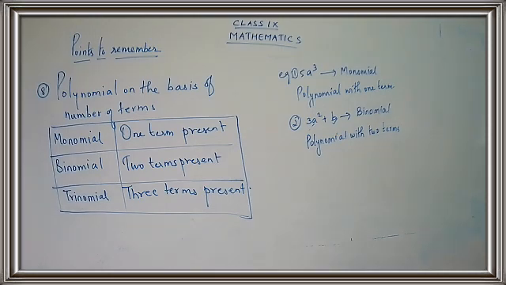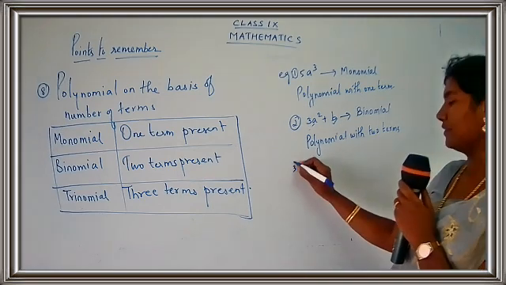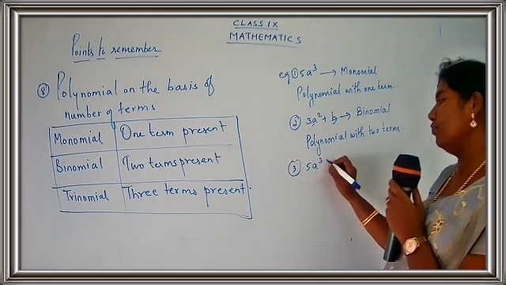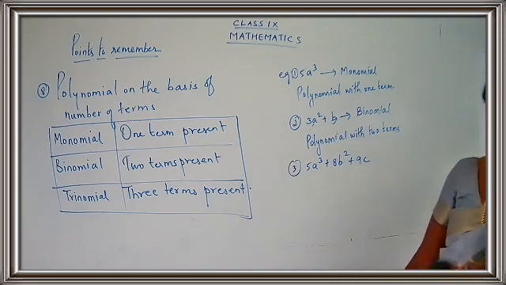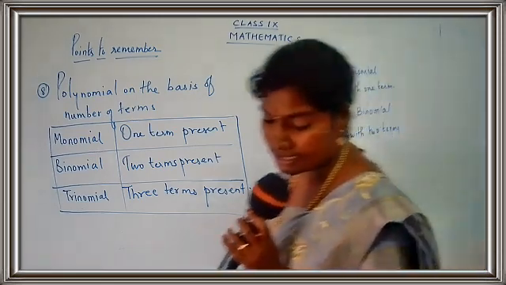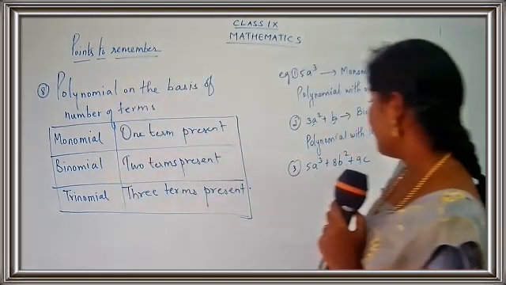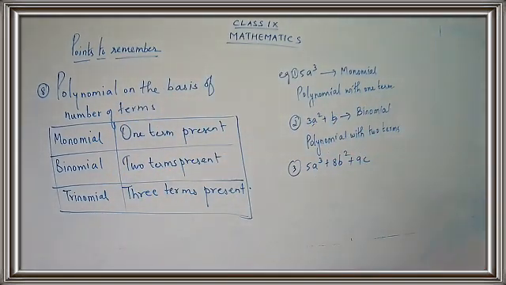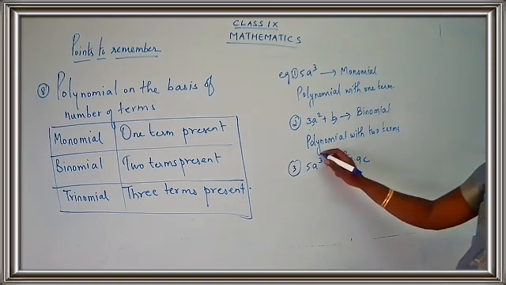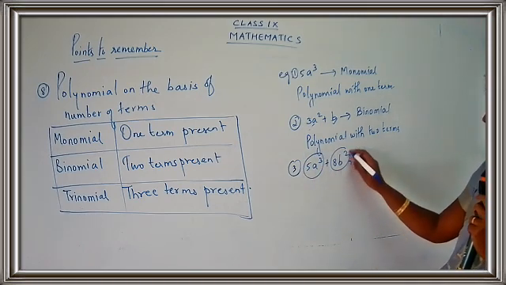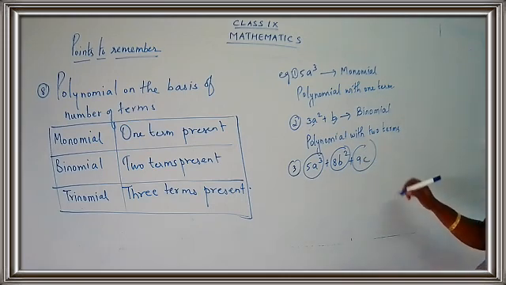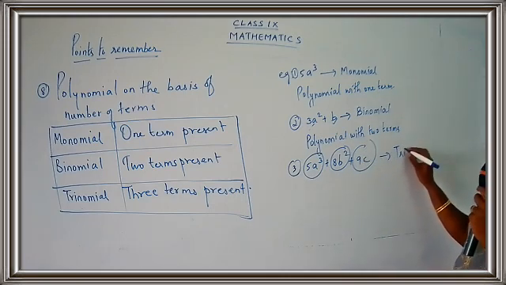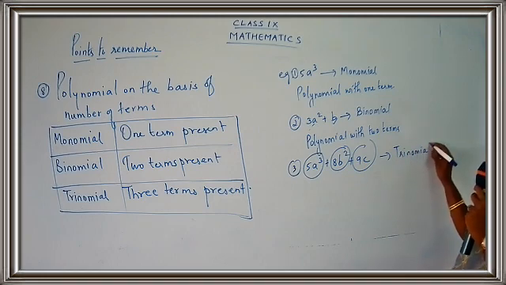Let's go for the third example: 5a cube plus 8b square plus 9c. So how many terms are here? You have one term, two terms, and three terms. If you have three terms, it is called a trinomial. Just mention here, it is a trinomial.